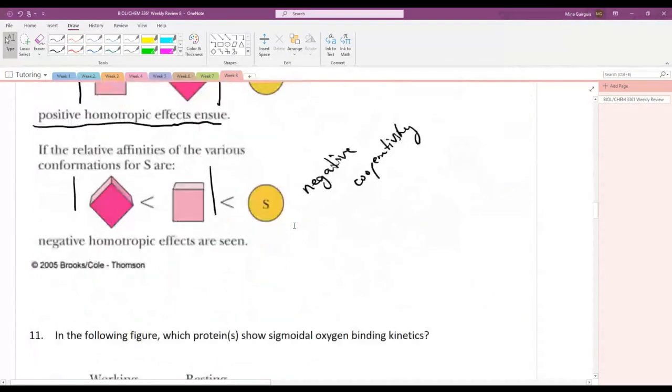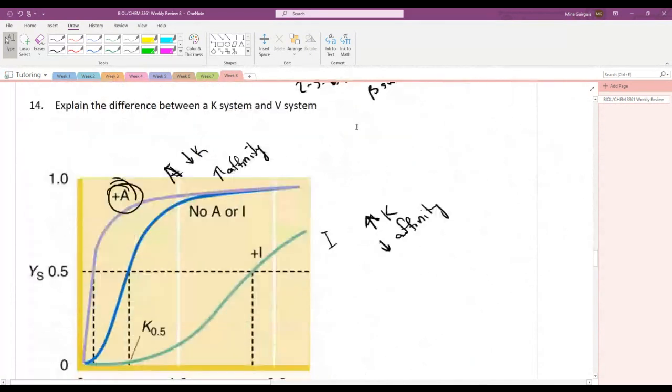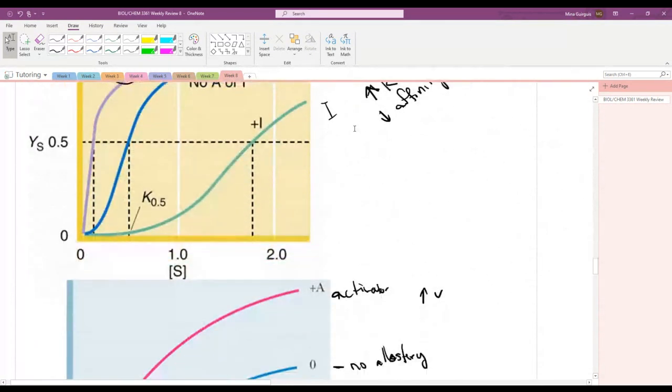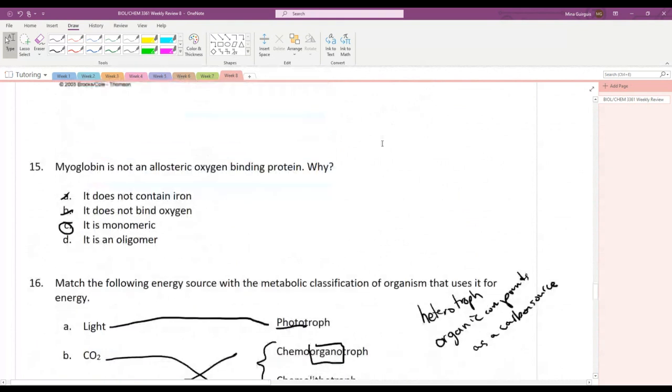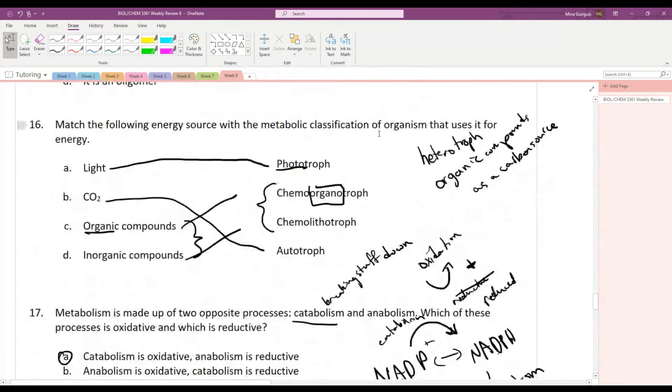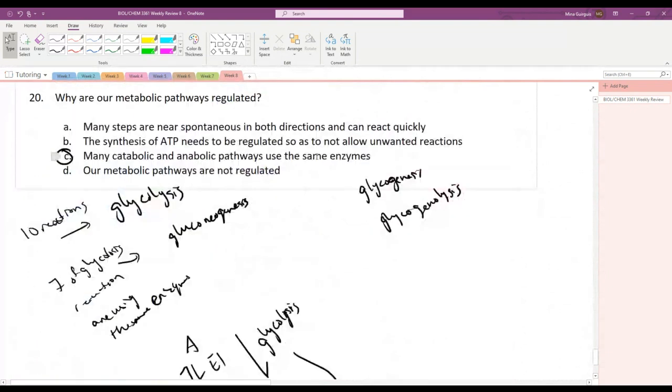Okay, so we talked about cooperativity. We talked about hemoglobin and myoglobin, which I just want to say for the record, I'm expecting to see a lot of on your exam. They're very common questions. We talked about K systems and V systems with respect to how activators and inhibitors really affect the overall rate of reaction and how much of our product is formed. Then we talked a bit more specifically about metabolism and anabolism within it, and kind of the point of everything and the point of regulation.